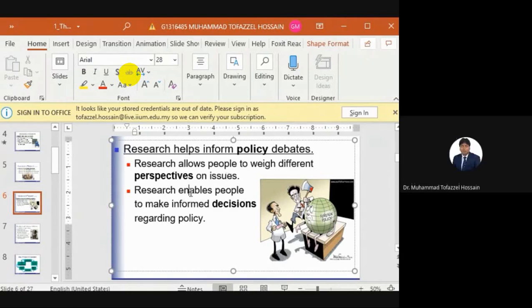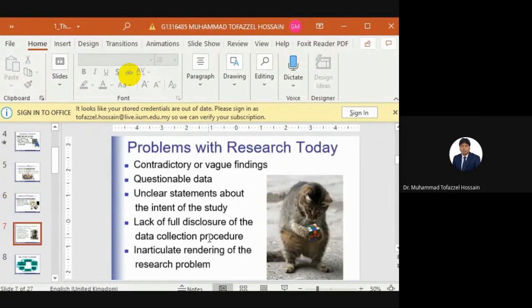Yes. Then research enables people to make informed decisions regarding policy. So when you find that the policy is not working, or that it is not effective, in that case you can suggest a new policy. So research is really very helpful for changing society in many ways, right? Yes. Because you can expose the real situation.